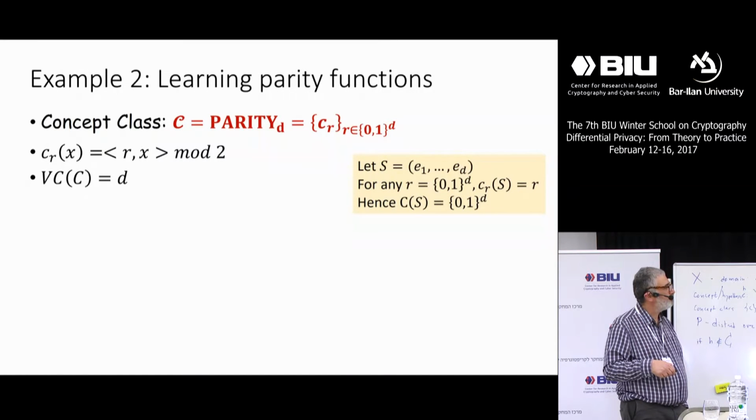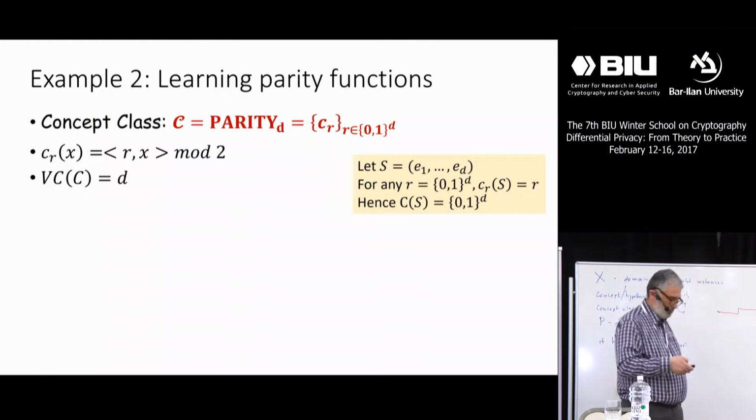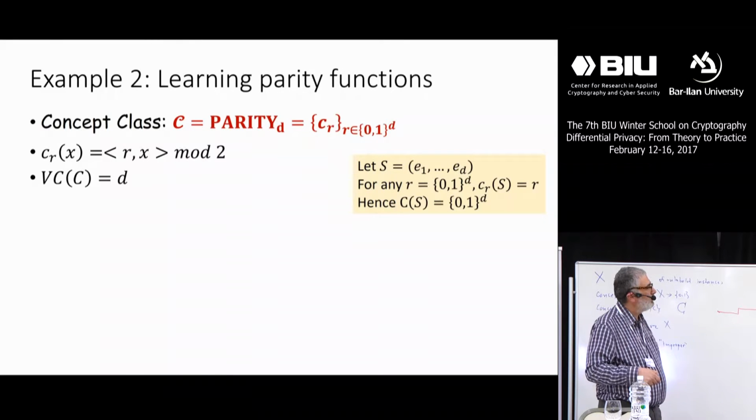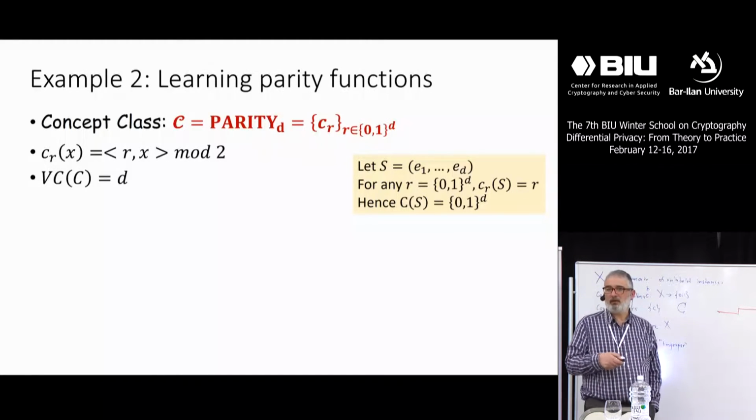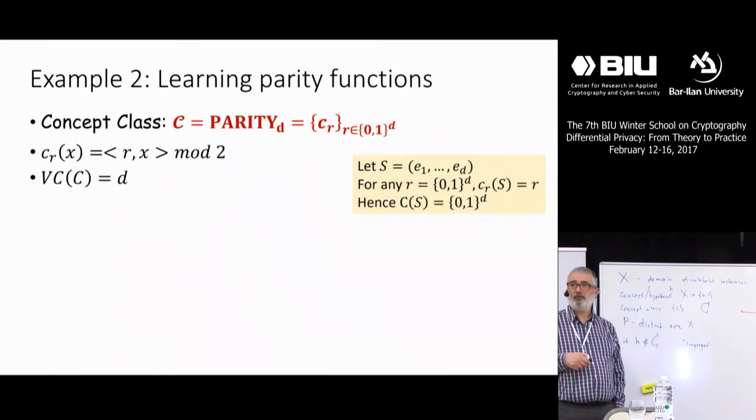Okay, so for any r in {0,1}^d, multiplying by e1 will give us the first bit of r, then multiplying by e2 will give us the second bit of r, and so on. So when we apply the concept on the set S, we're getting the string r. So we can go over all r this way, and we're getting all 2 to the D labelings, okay?